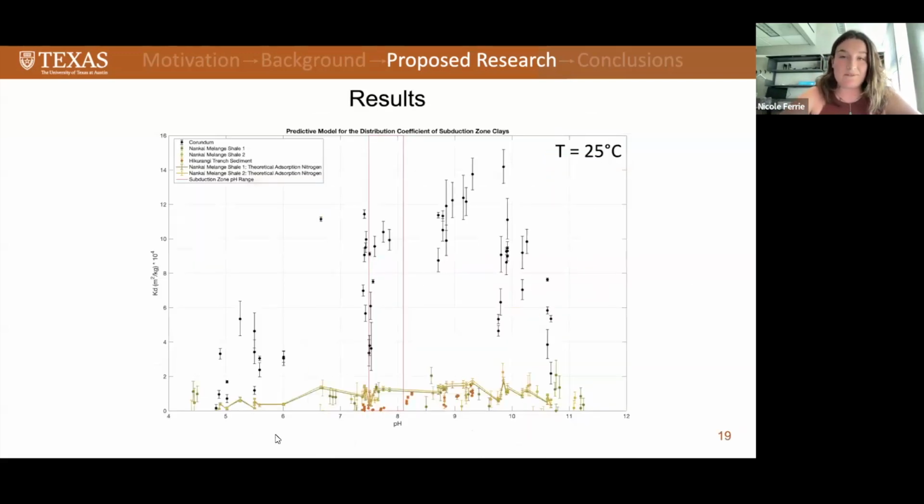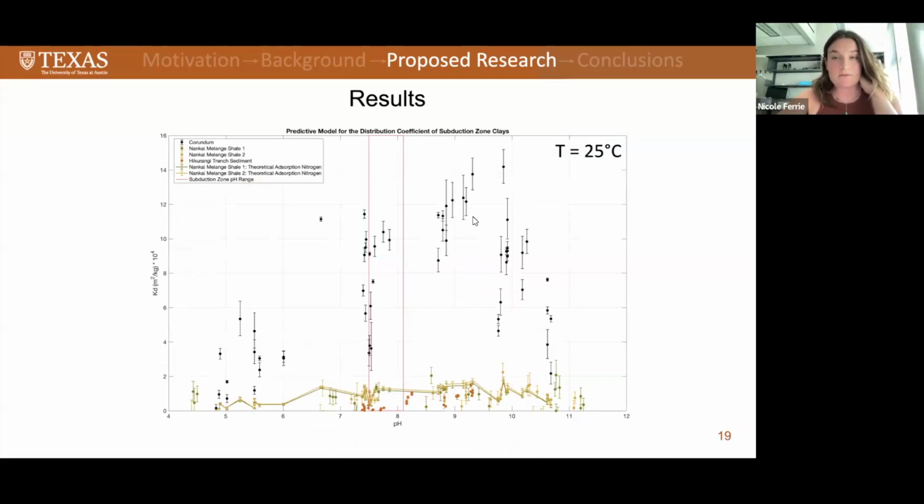Now, here I have the results, and I know this figure is complicated, so I'm going to walk you through it. On the y-axis, we have the distribution coefficient, where the higher the distribution coefficient, the more boron that's adsorbing, and the lower the distribution coefficient, the less boron that's adsorbing. And on the x-axis, we have pH.